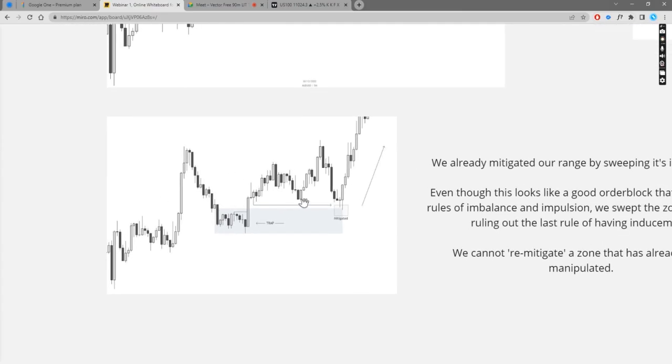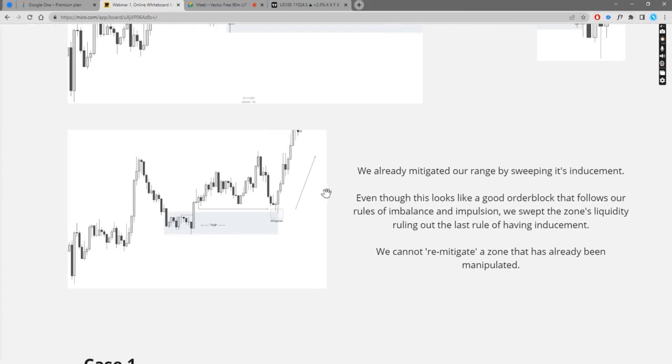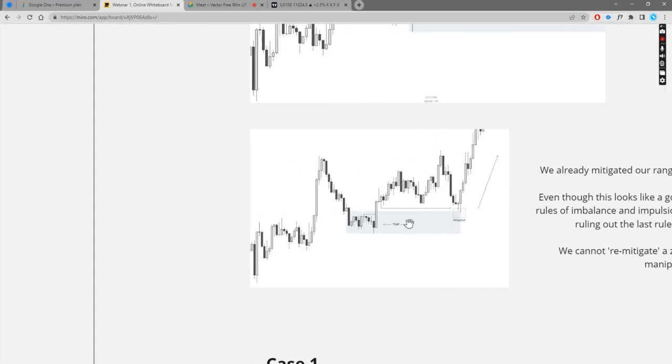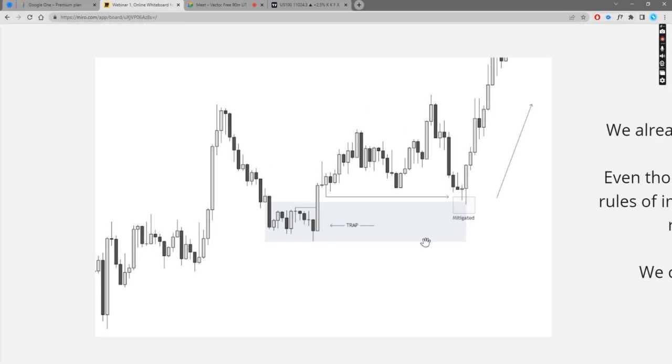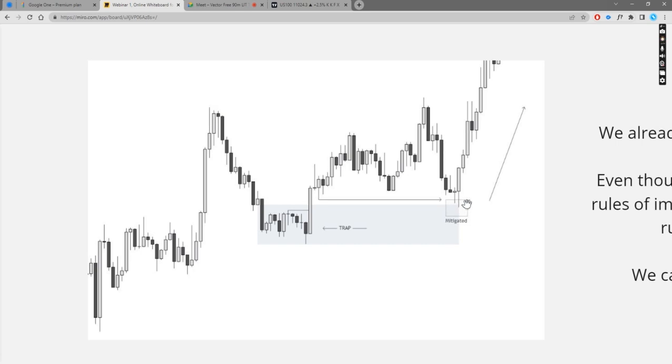So this is a proper way to look at it. Okay. So we already mitigated our range by sweeping its inducement. So if you think of the idea that inducement belongs to zones, well, if you're seeing this build up here and then you're seeing this sweep, we can see this is a manipulation. Essentially what the banks have done, they've already taken the orders from this range here, and they've used this whole thing here, and that's the very importance of a sweep, when you have that sweep and then that break, that push up.